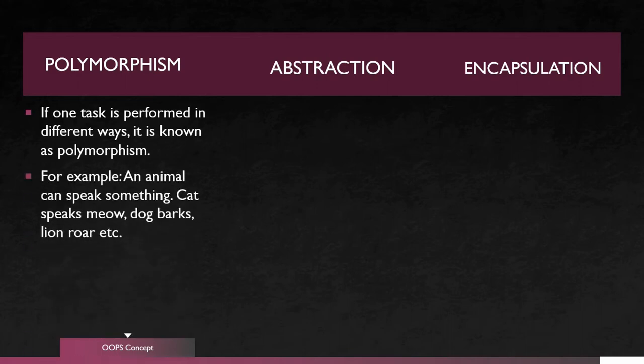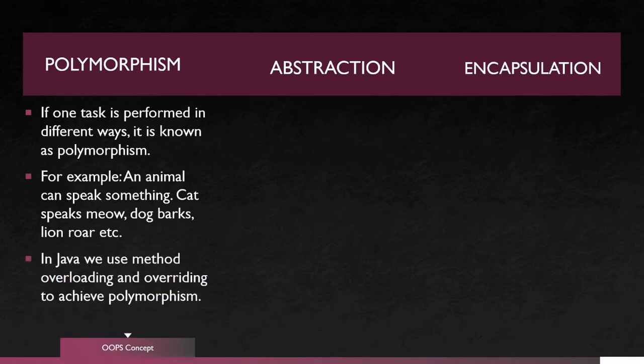So what is it? For example, suppose the animal is speaking something. For example, a cat is speaking like meow. A dog is barking. A lion is roaring. But ultimately all are speaking. So you can say one task but in different ways. So that is known as polymorphism. In Java, we can use method overloading and overriding to achieve polymorphism. Let me give you an example for the same.